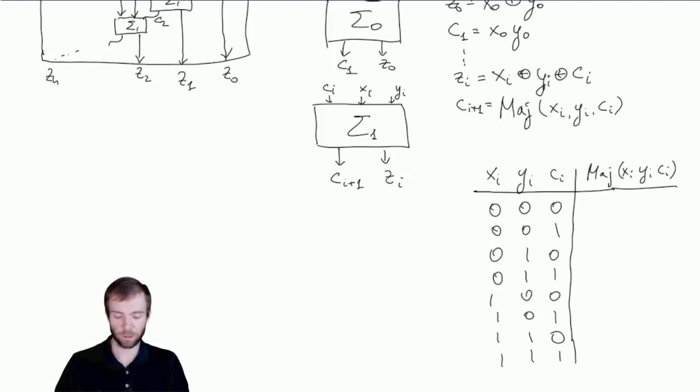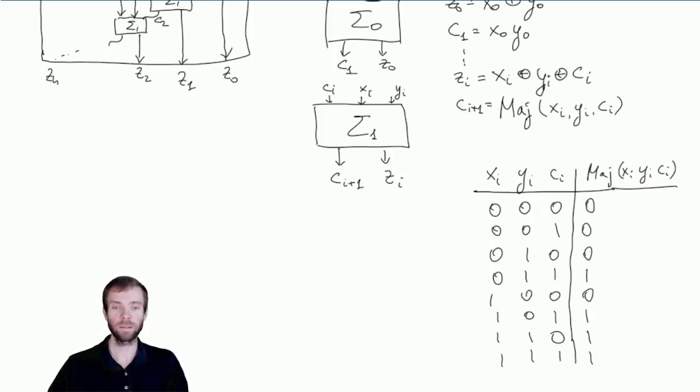And the majority function outputs 0 on all the tuples that have a majority of zeros, like this one and this one, and on all the tuples that have a majority of ones, it outputs 1. Our function looks like this.